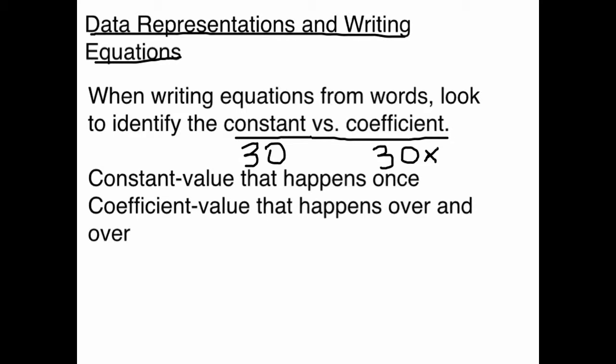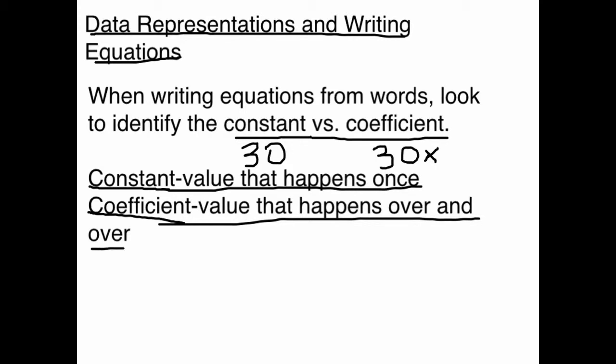Now, when I'm writing equations from words, I need to identify my constant versus coefficient. Your constant is a value that happens only once. You're likely to hear a constant referred to in a word problem as a fixed rate or a one-time fee or something that only happens once. Whereas your coefficient is your value that happens over and over again and will be followed by a variable. So make sure you have constant and coefficient, which I underlined, in your notes page. Let's move on.